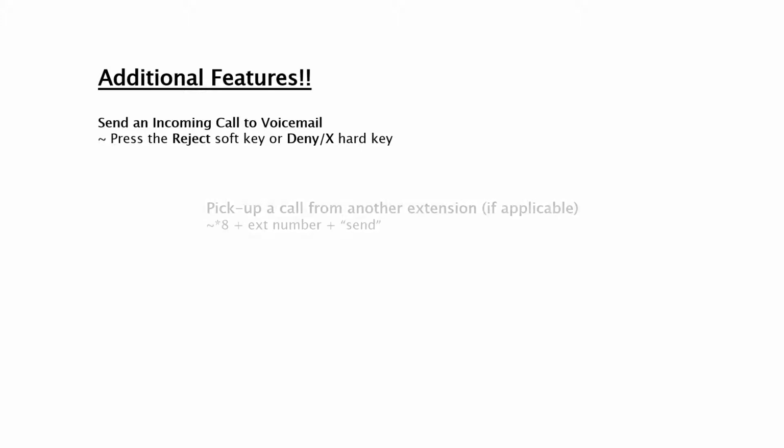A couple of additional features to wrap up. If a call is coming into your extension and you don't want to take it, you want to send it directly to voicemail, simply hit the reject soft key, and that sends the call immediately to your voicemail. If you hear another extension in the office ringing and you want to answer it for that person, you dial *8 and then that person's extension number, and then press the send key. Your phone will ring and you can answer that call.